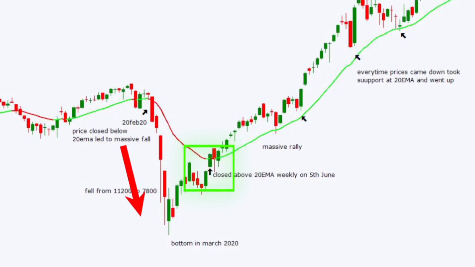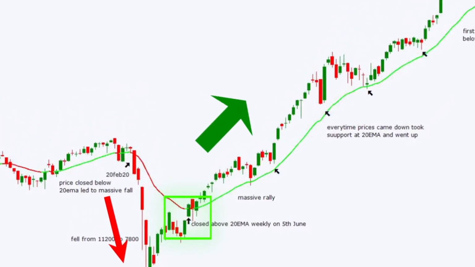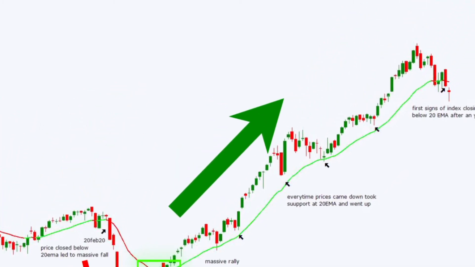Just look at the price chart once Nifty closed above the 20 EMA on 5th of June. We had a one-sided rally in the market and every time the market fell down, it nicely took support at the 20 moving average and went back up again. This continued till 20th October 2021.